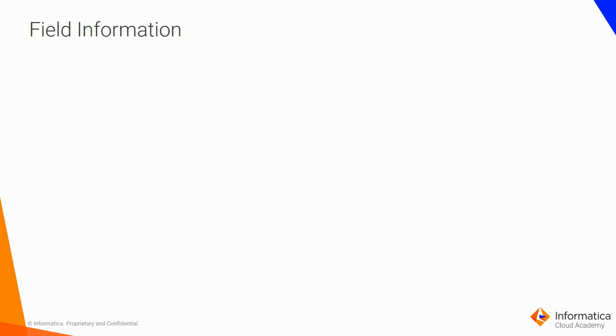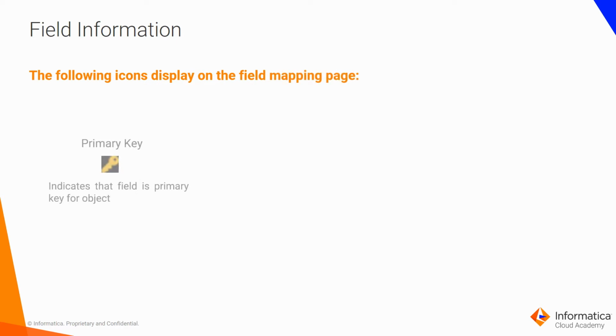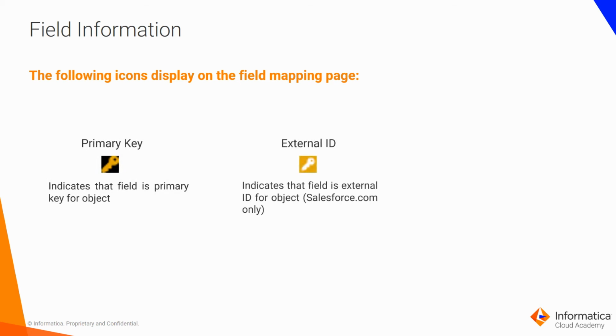When you're on the field mapping step of the wizard, there are some icons that identify important fields. First, the golden key indicates that the field is a primary key for the object. The white key in the golden box indicates that the field is the external ID field for the object. This applies to Salesforce objects only. External IDs will be discussed in more detail in the next module.